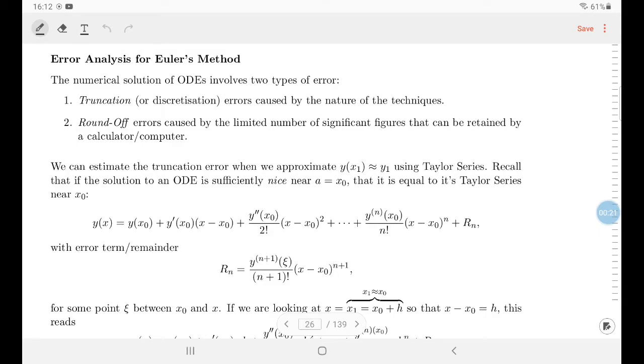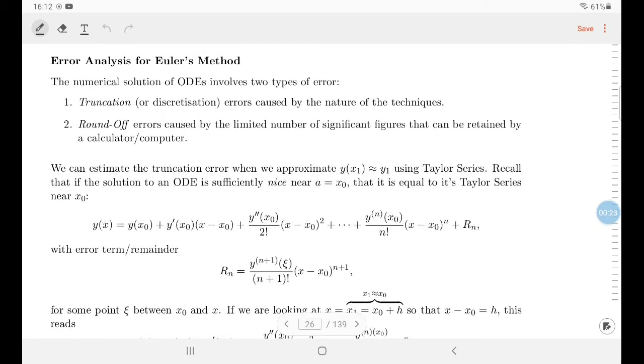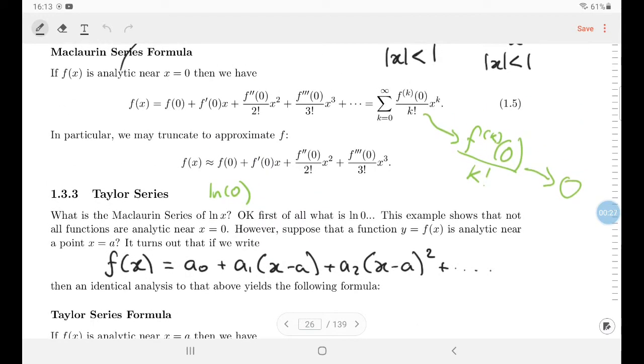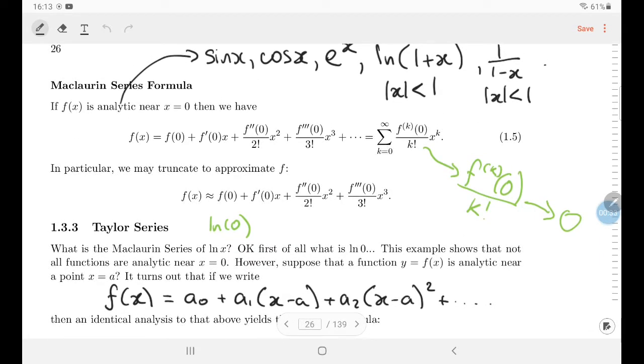One is errors due to the nature of the technique. So for example, if you were to approximate, say, sine of x just using 4 terms, you're throwing a lot of stuff out, and so the method itself is causing error. Similarly, Euler's method is just using little bits of straight lines. You're getting errors from that.